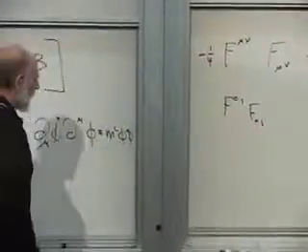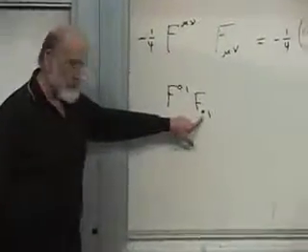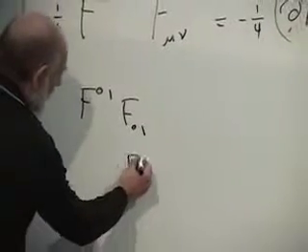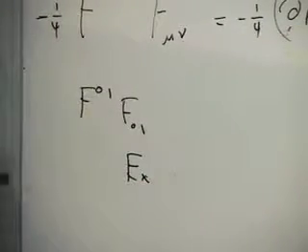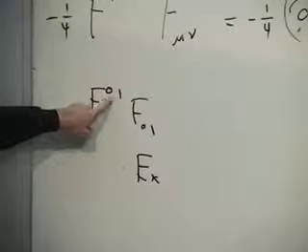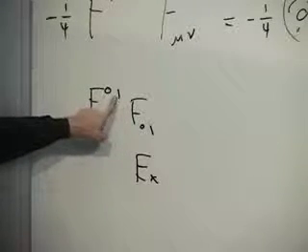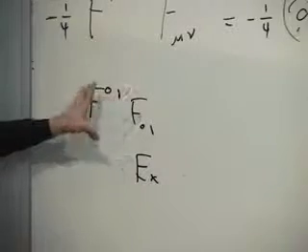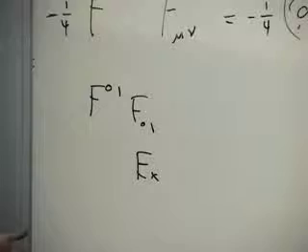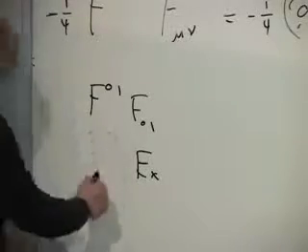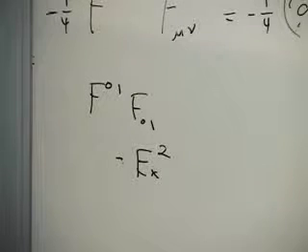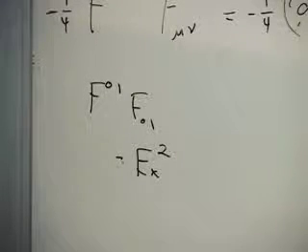Now what is F naught 1 with lower index here? Anybody remember? E1 or EX. What is it with the upper index here? When you raise a space component index, nothing happens. When you raise a time component index, the sign changes. All right? So this is proportional to minus EX squared. Right? There's a minus EX squared.